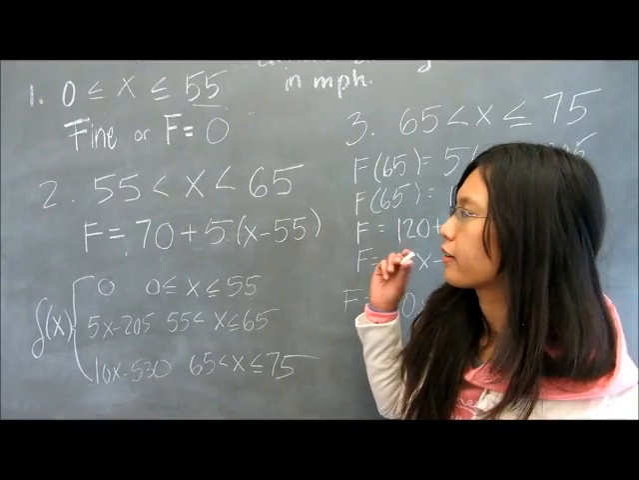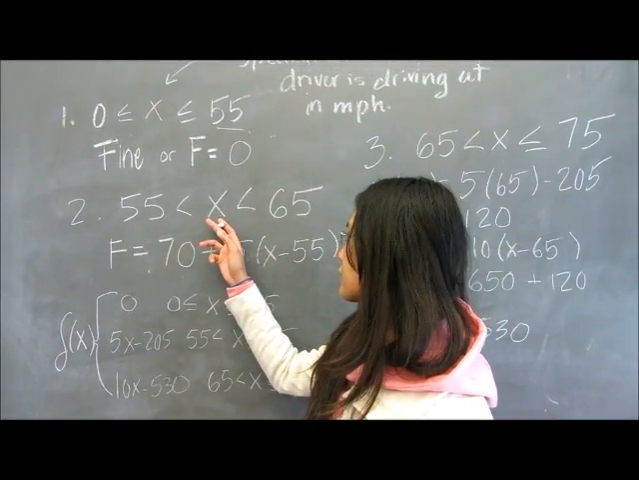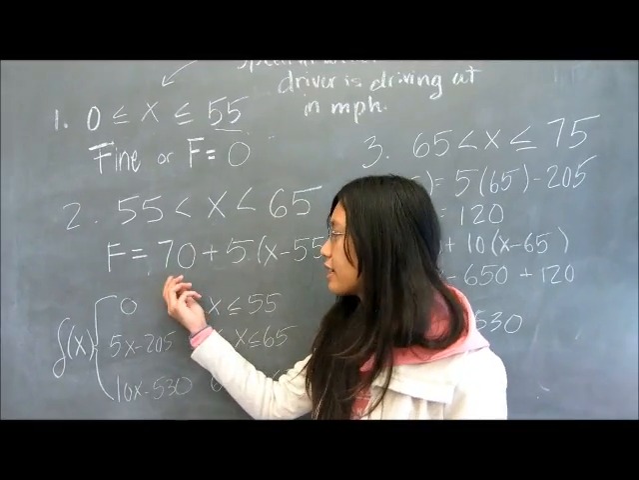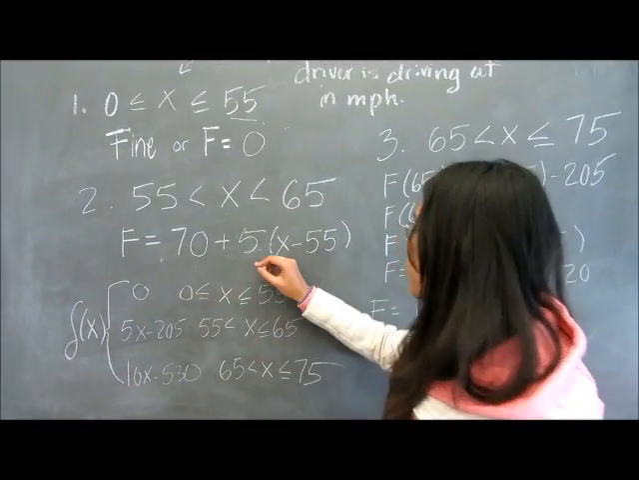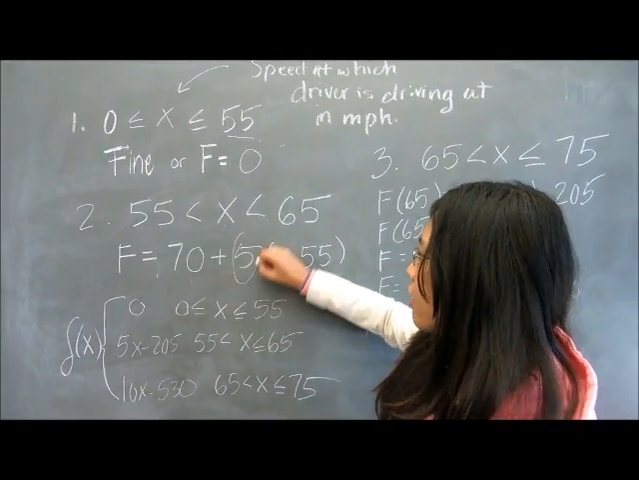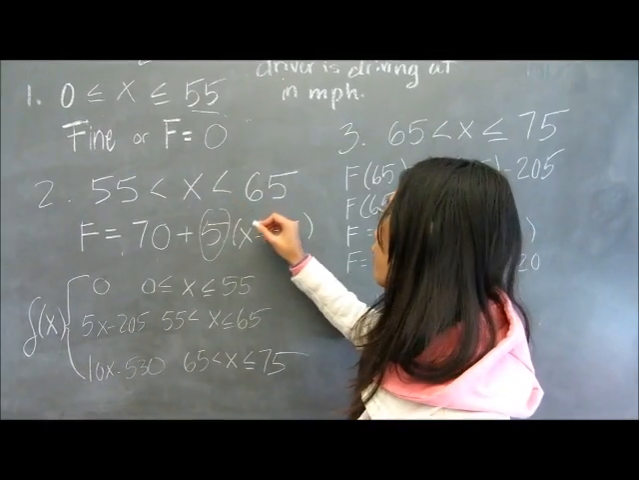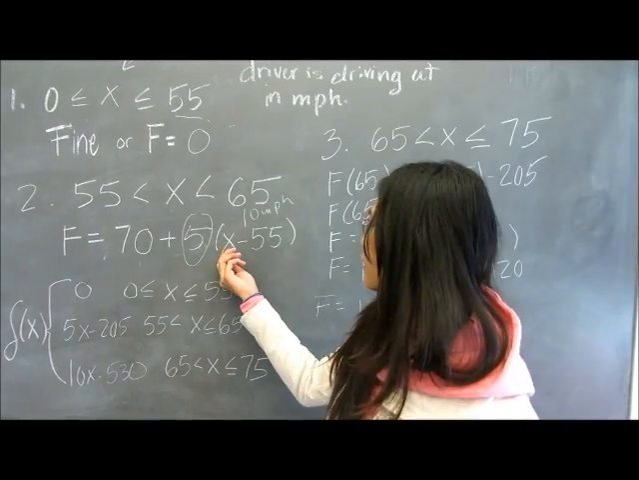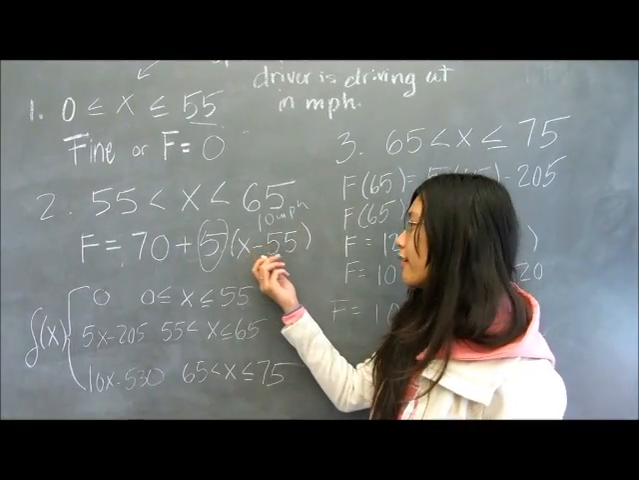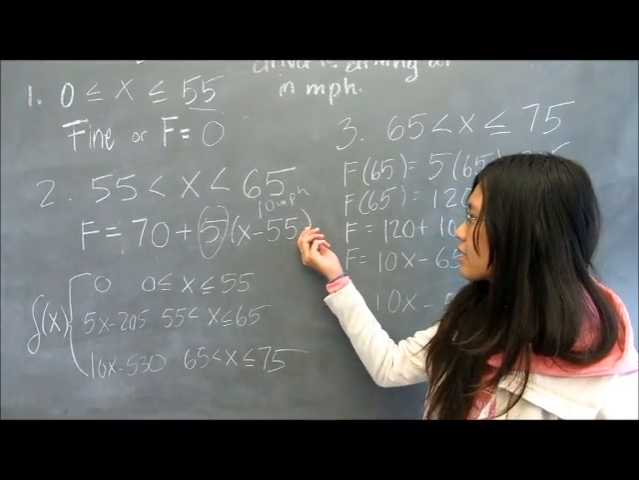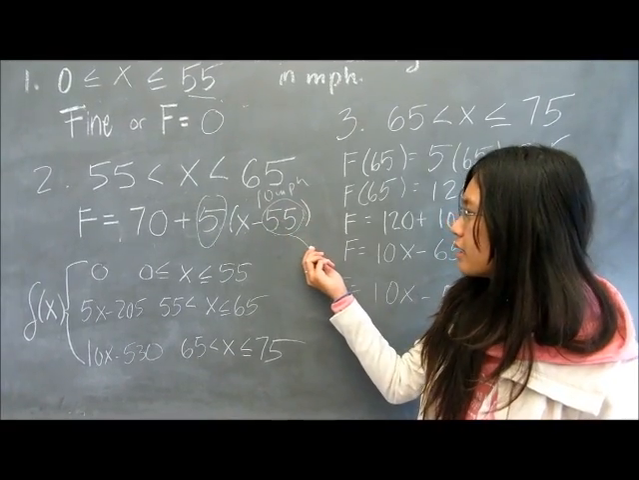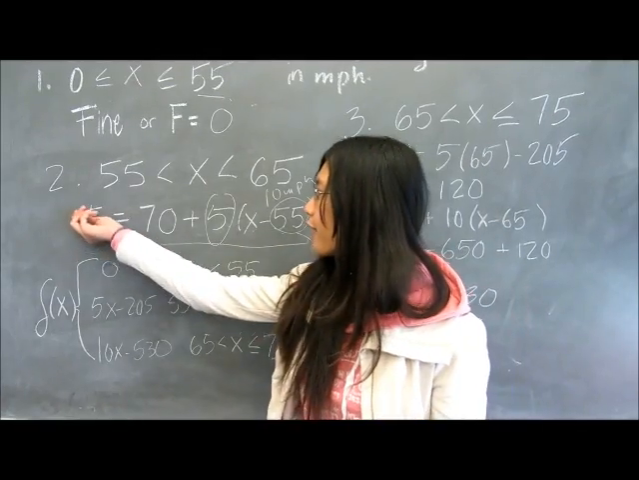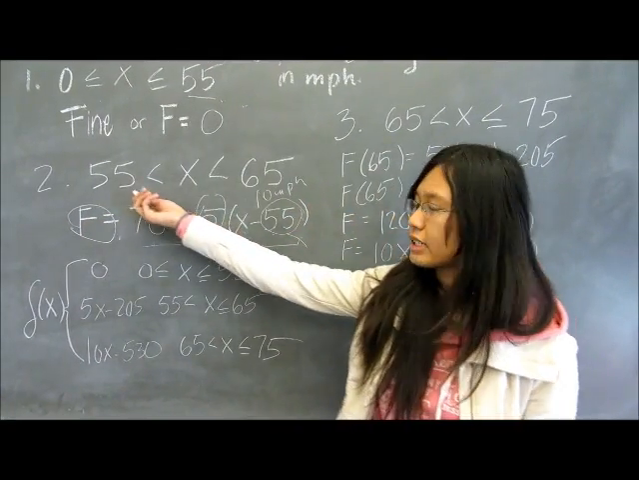For the second piecewise equation, when the speed is between 55 and 65, the fine equals 70, which is the initial amount you had to pay, and $5 is the additional amount you had to pay for going above 10 miles per hour. And this is the speed at which you drive, minus 55, which is the initial speed limit. So solving this equation, you will get the fine that you need for this equation right here.